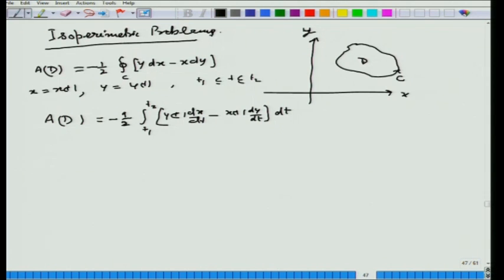So, here we will have this one, and then the length of this curve C is given, that is, the integral from t1 to t2 of the square root of (dx/dt) whole squared plus (dy/dt) whole squared.